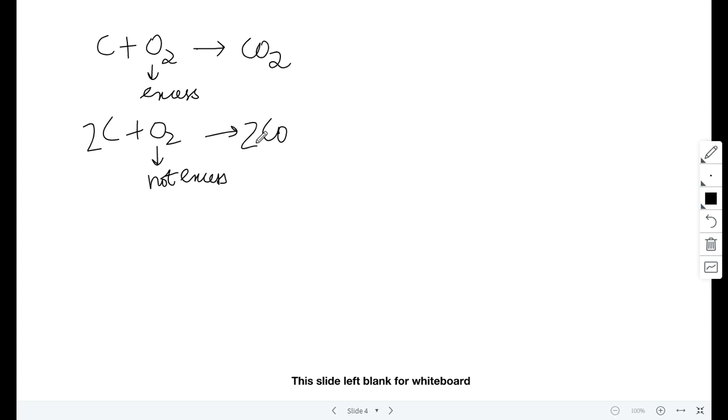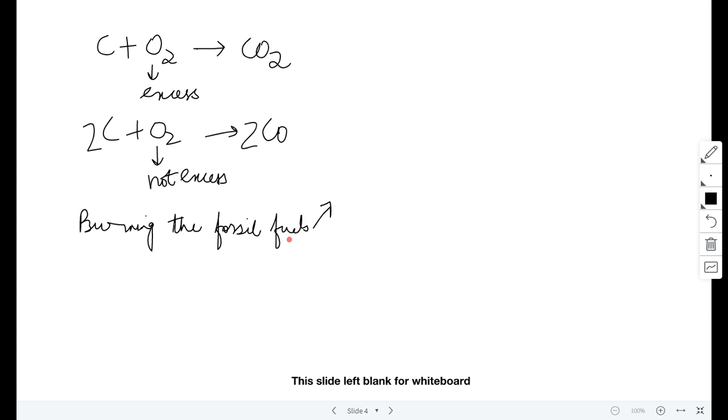Now is it clear to you? Because the oxygen is not in excess, carbon monoxide is formed. Just to give you an example, if you burn the fossil fuels, what happens? A lot of energy is being released, right? But burning the fossil fuel has two problems. Can you tell me those two problems? There are two problems for that.